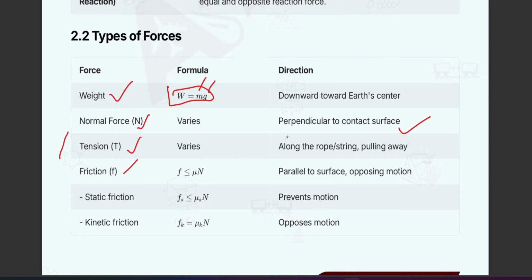And here's the tension along the rope or string, pulling away. There is an object, here's the rope, and this force is mainly T. Here's the friction, where F is less than or equal to mu N. The direction is parallel to the surface and opposing the motion. Suppose this one is a surface and here is a block, so friction mainly works opposed to the motion. That's why it's parallel to the surface. And here's the kinetic friction, Fk equals mu k times N, which also opposes the motion, and static friction mainly prevents the motion.